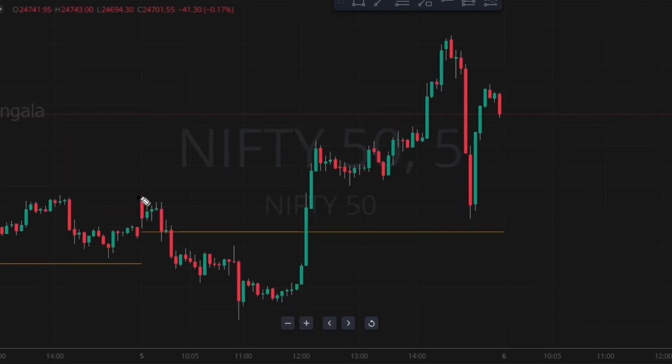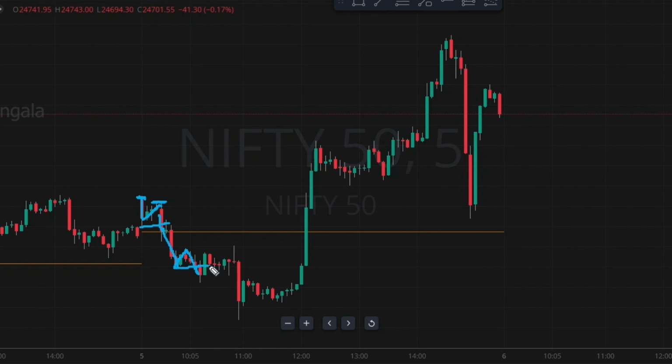It opened here and it made a low. Let me change the color. Nifty opened here, it made a low and it made a high. This is a previous high point, this is a lower high, and this is a low point. After making a lower high, it broke this low, making it a bearish price action, and it continued. It made another lower high and it broke this level.